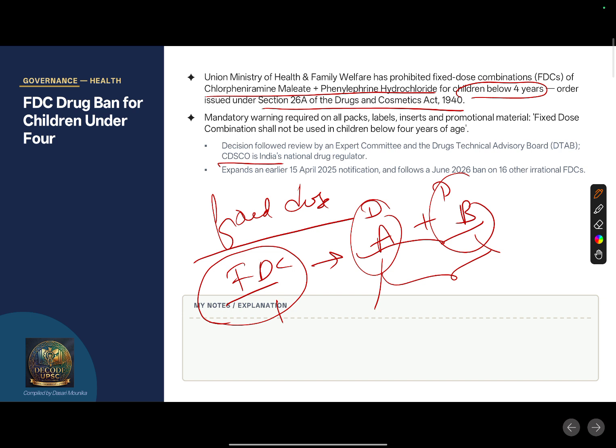Next, here UPSC can ask you a question. The restriction means that all cough and cold medicines are banned in India. So, can we do that? No. Reject this statement, because what we discussed here is specifically concerned with FDC and the age group, fixed dose combination, and also for age 4 years. It's not a blanket ban on all cough and cold medicine. It is not a blanket call. Okay, so clear? Is it okay?